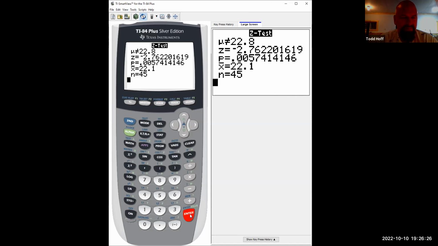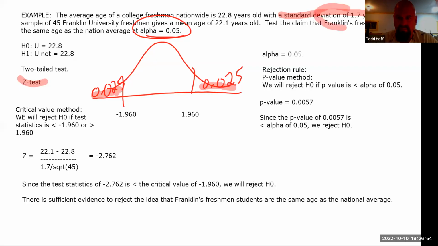Then we hit calculate. And there we get the negative 2.762 and the p-value of 0.0057, which is approximately what we got. We were a little different because of rounding. So there's the exact conclusion we got. Calculator spits it out in a few seconds. So this was a z-test because we had that population standard deviation.